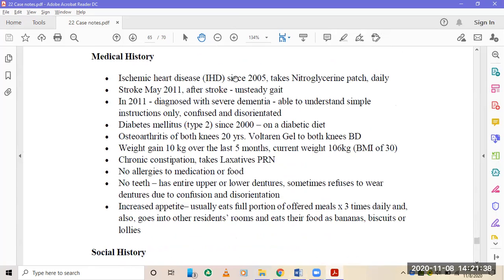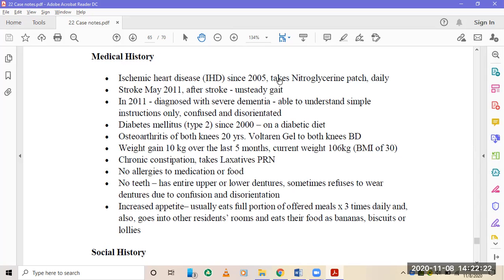So it says ischemic heart disease since 2005, takes nitroglycerin patch daily. This I would not say is very important, but if you feel you can add that, it's not wrong to add this. Stroke May 2011, after stroke unsteady gait, not really required for the dietitian. The ischemic heart disease is not included in my letter, but I'm saying that it could be included because I feel the nitroglycerin patch may interact with the diet, or the heart disease could have an effect on what kind of diet she is going to have in the future. So you may add this.